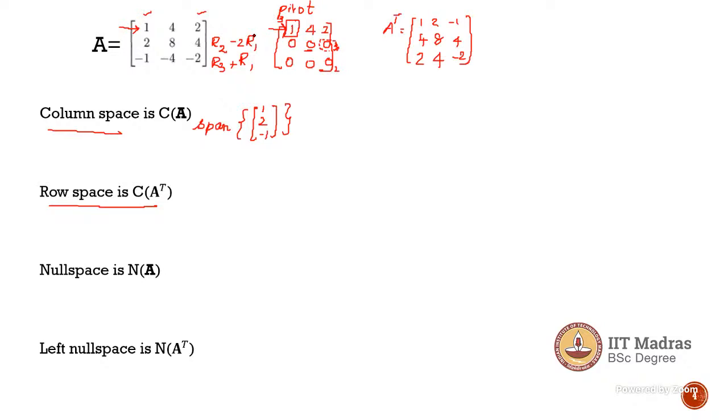Ma'am, since we are reducing to the row echelon form, and we have two dependent columns and only one independent, we are taking only the first column, is it? Yes, we are taking only the first column because the pivot element is here. See, when you say this is a pivot element, what it means is that this pivot corresponds to this first column.